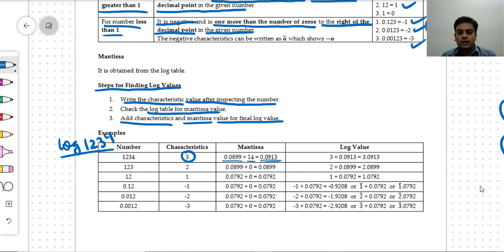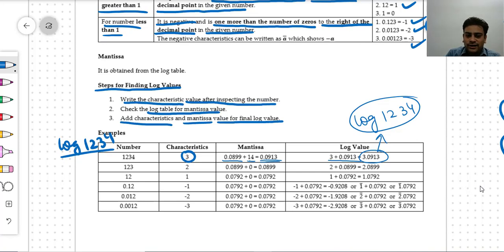Now as I told you earlier, you need to add your characteristic plus Mantisa value. Since my characteristic is 3 and I will add the Mantisa value to 3, it equals 3.0913. This is your log value of 1234. Okay, so the first thing is you need to find the characteristic, and you do that by observing the number. In this case my number is 4 digits, so my characteristic is 3. Then the second thing is you need to find the Mantisa value from the log table. So we check 1, 2, 3, 4.